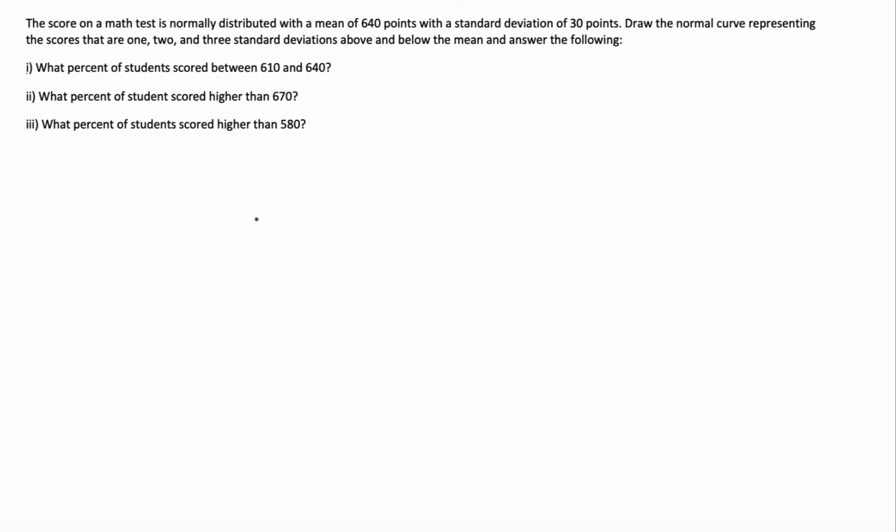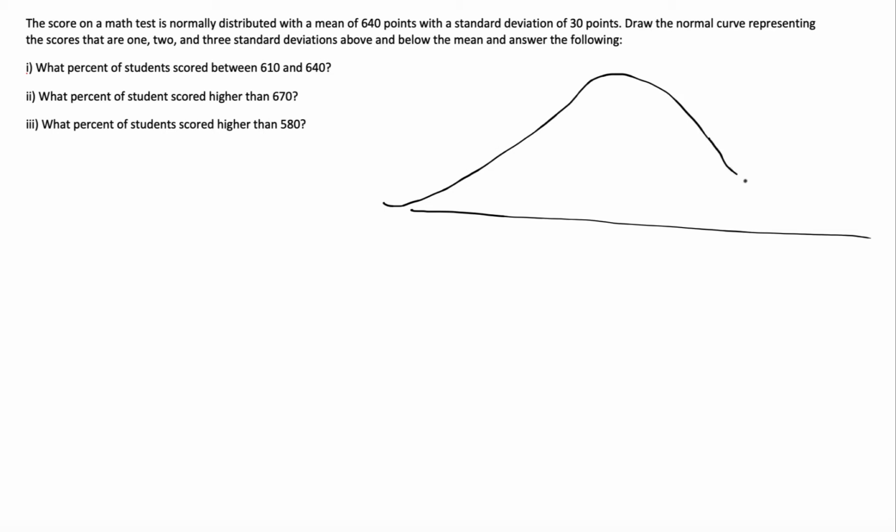Alright, so we'll get to the questions in a little bit. Let's just draw the normal curve first. Okay, so we got a curve, looks something like this. It's called a bell-shaped curve, just because of the way that it looks, a little bit of a bell. We also know that this is symmetric.